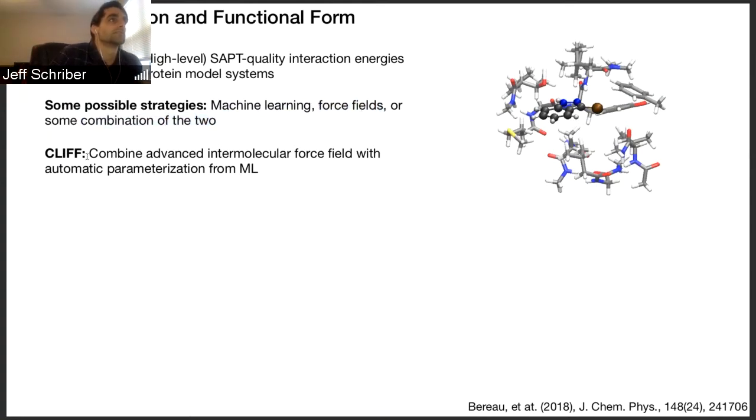And so what CLIF does is it uses a high-level force field functional form that is chosen from the literature, more or less, and we parameterize it automatically with machine learning models. This idea of combining these two things is not new to us, certainly. We didn't invent it. And a lot of this work is built upon this method called IPML that was introduced a few years ago by Schriber, von Lilienfeld, and a few others.